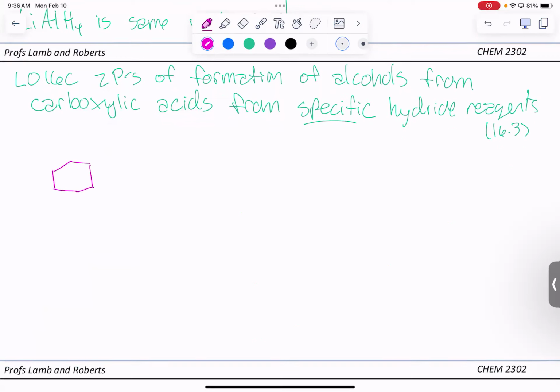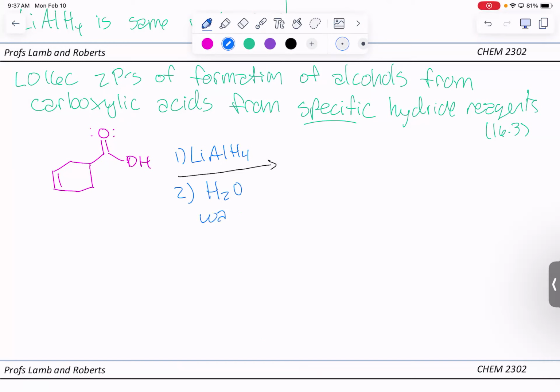Okay, so let's get an example here. Say I had this particular carboxylic acid. So carboxylic acids are a higher oxidation state of carbon. They have more bonds to oxygen, so more oxidized. And in this case, we can only use lithium aluminum hydride, and then in a separate step, an H2O or water workup. And what we do in this reaction is we are forming alcohols, just like our learning objective said.